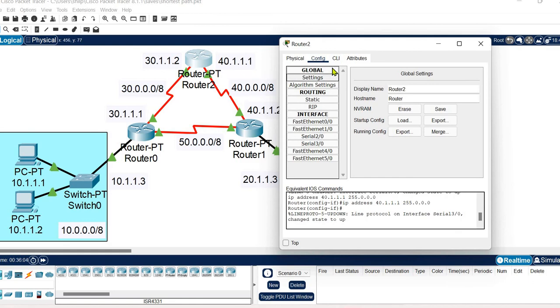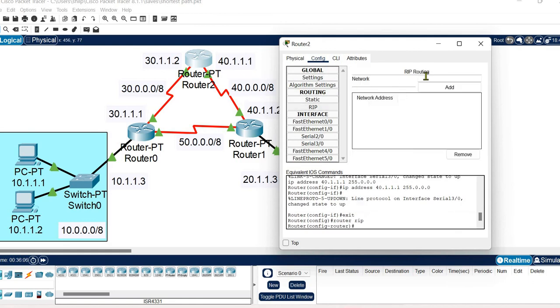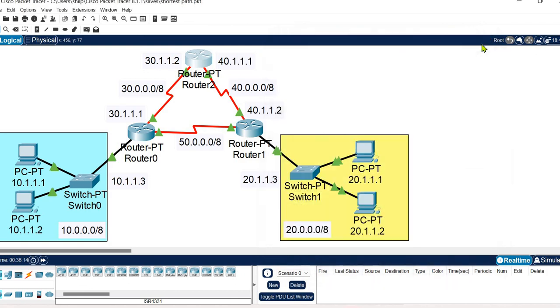The last router we need to configure is router 2, and router 2 is directly connected to only two networks, 30 and 40. So simply add the two networks, 30 and 40. Done. So our routing is complete. We have successfully defined the routing tables for these routers. So let's let the router choose the shortest path within these networks.